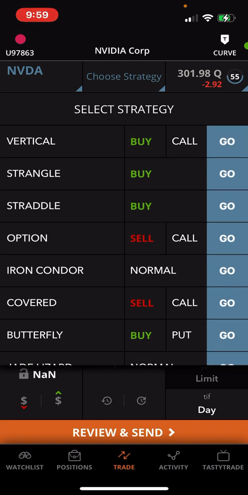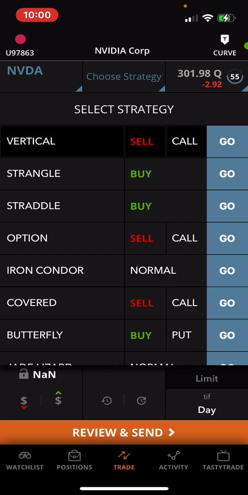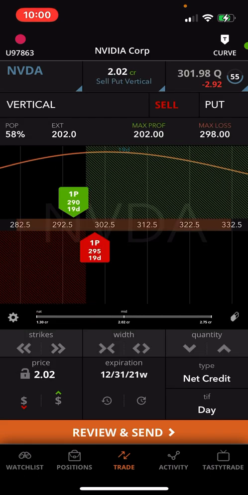So for this lesson, we're going to do a put credit spread. So you're going to go vertical, and we're going to sell a vertical put, right? Now, you may think, oh, put is for it to go down, but we're doing the opposite, right? We're selling them. So this is a bullish strategy, and the illustration will show you.